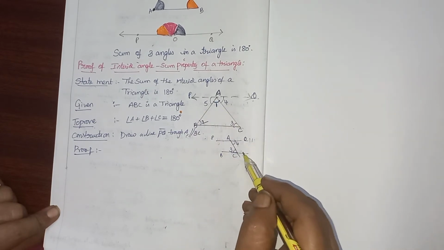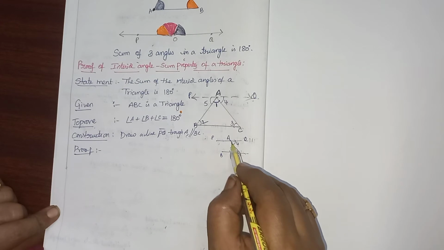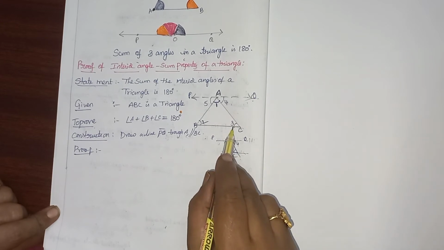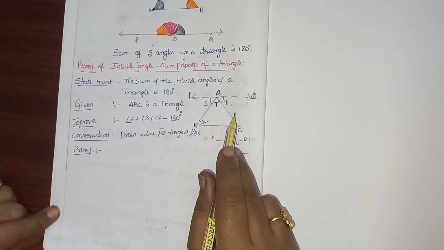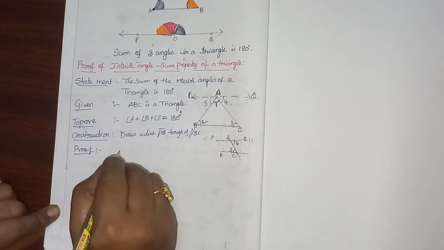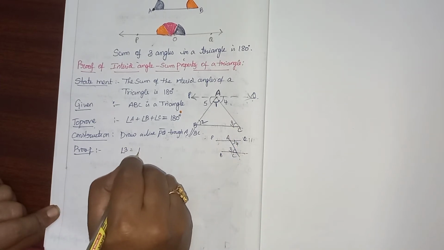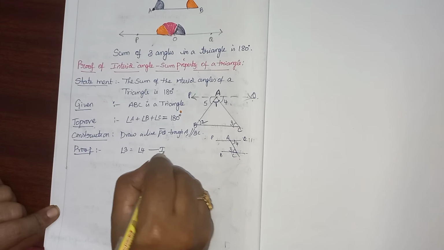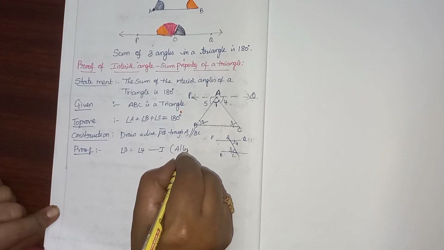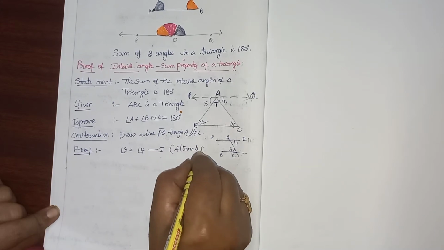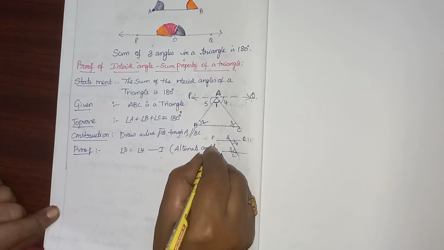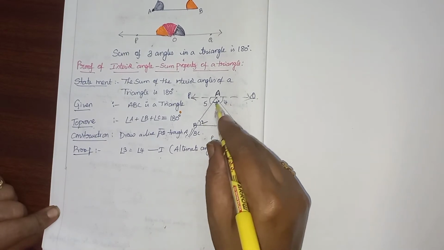Now PQ and BC are parallel lines. AC is transversal and 3 and 4 are alternate interior angles. Angle 3 is equal to angle 4. This is the first one, alternate angles.